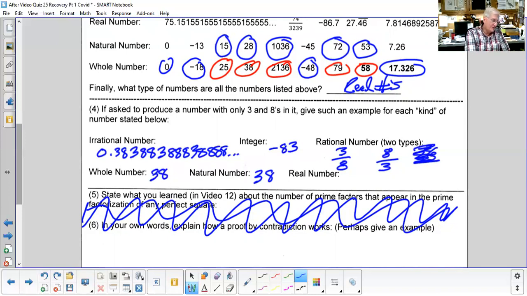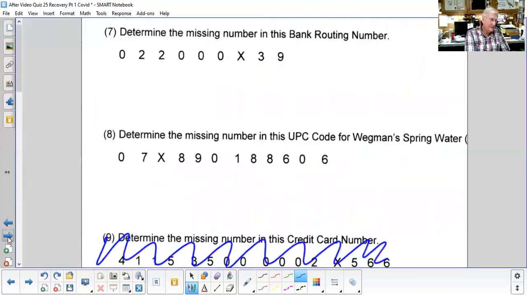All right, let's go to the back. On the back, you notice I've crossed out a couple of the problems, the credit card problems. Let's race through these real quick to make sure you've got them down.